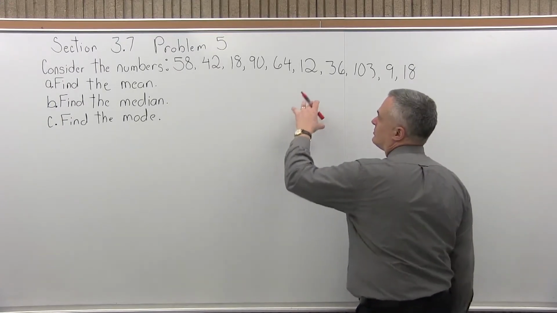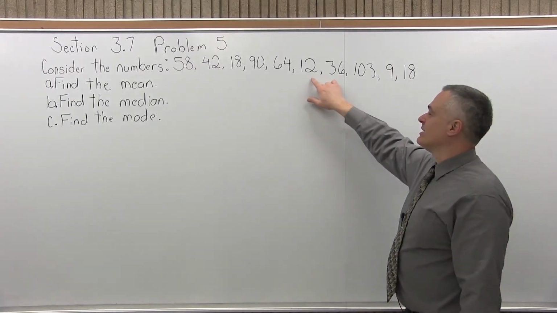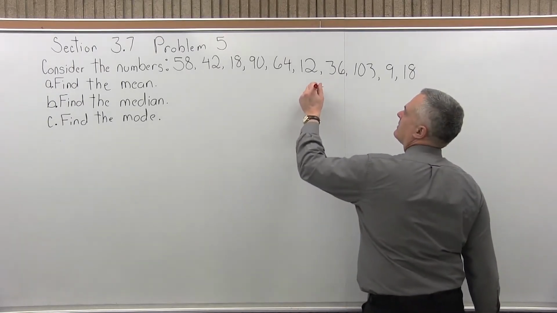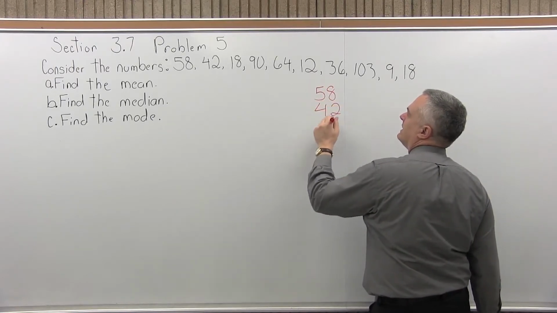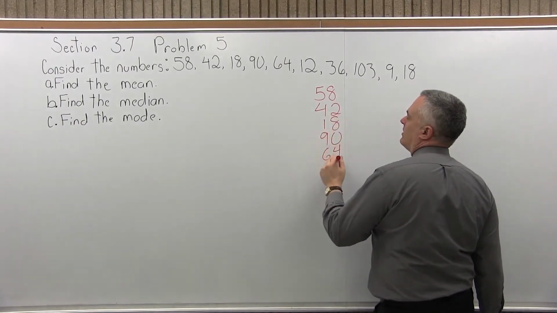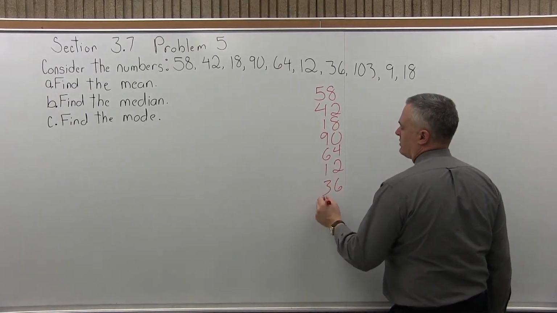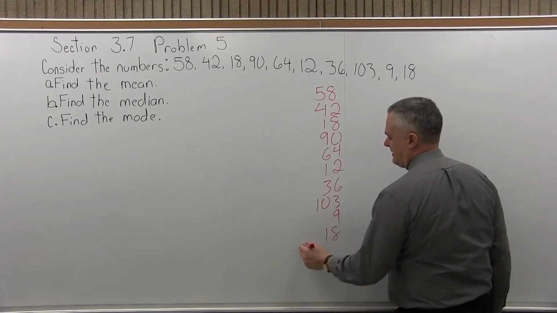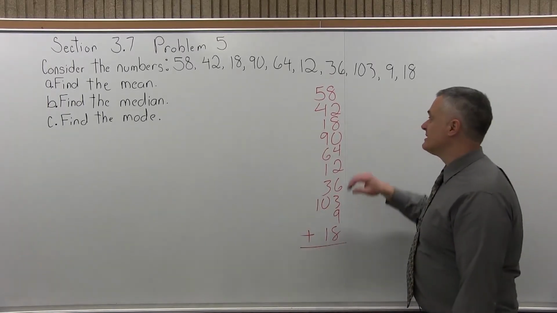It's easiest, of course, to use a calculator. But if your teacher won't let you use a calculator, adding in a vertical format is the way to do it. So let me write them down. 58, 42, 18, 90, 64, 12, 36, 103, 9, and 18, plus. So it's a pretty long list.